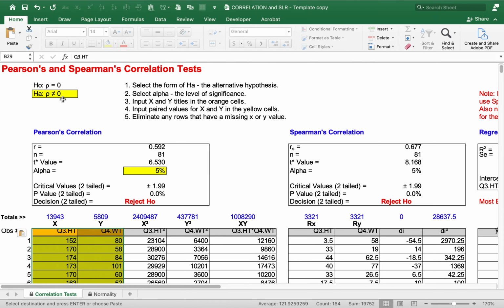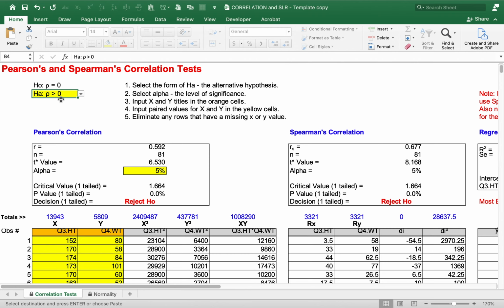The other thing that I can do up here is change my hypotheses. The hypotheses for a correlation is that rho is equal to 0. The default is two-sided, that it's not equal to 0, but I can change this to a one-sided hypothesis. So in our particular case, we might say, if there's a relationship, we would expect a positive relationship, that the taller the person, the more they weigh, and vice versa. So let's change that way.